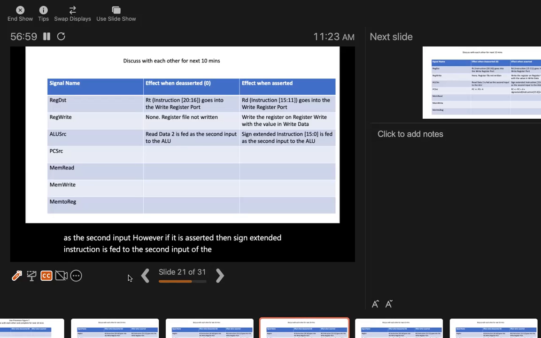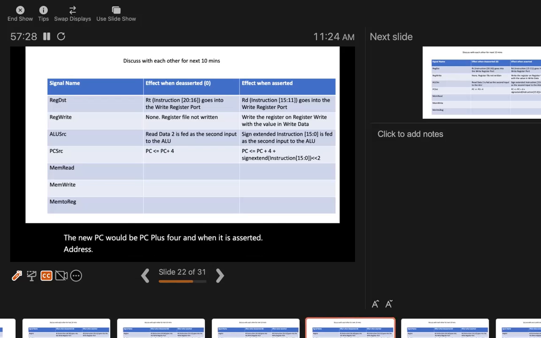Very nice. Next up is memread, which is UQ and Ken. No, sorry, PC source. My apologies. Clint, team of Clint and Tyler. So what happens when PC source is deasserted? The new PC would be PC plus 4. And when it is asserted? PC plus 4 plus the sign extension. Very good. Excellent answer.